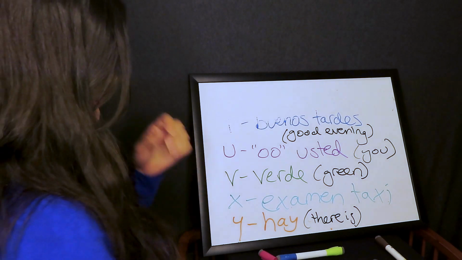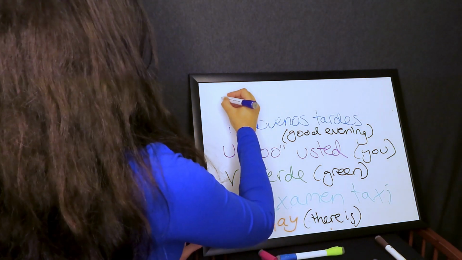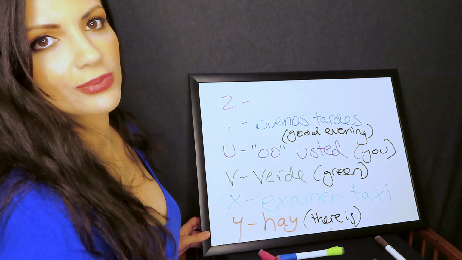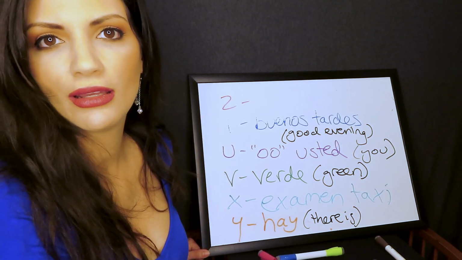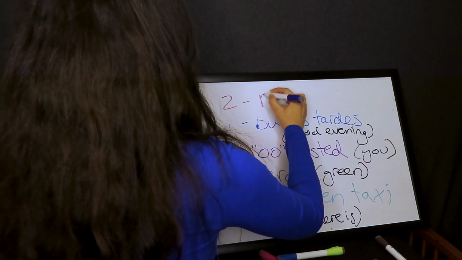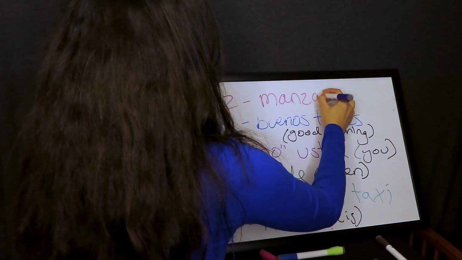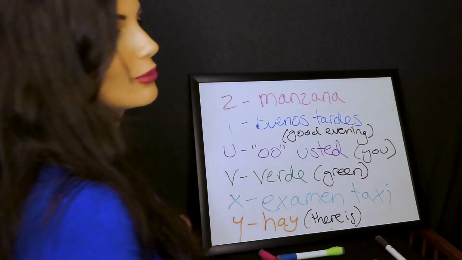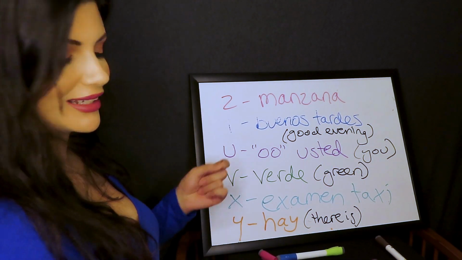Lastly, we have Z, which is pronounced softly, like in the word manzana. Which means apple, manzana.